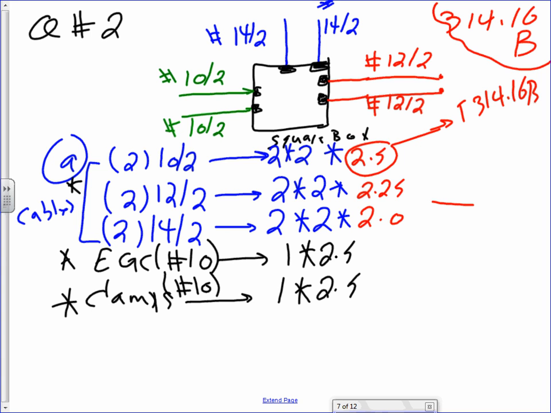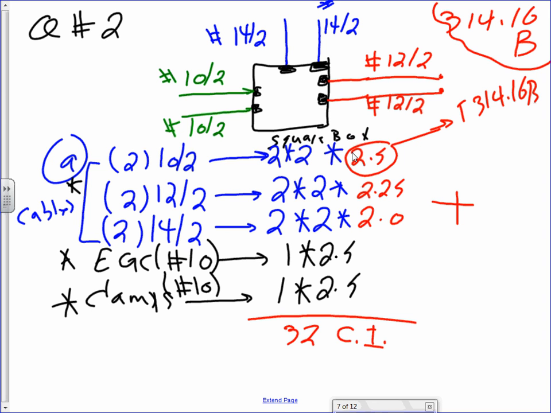The next step, you need to add all these up. When you add them up, my friends, you're going to end up with 32 cubic inches. Any comments, guys? Any questions about that?